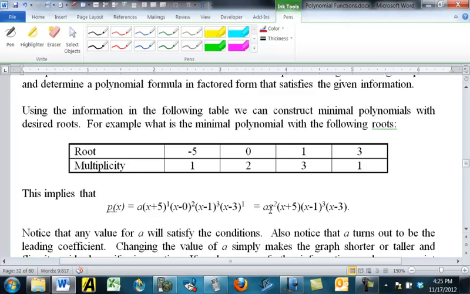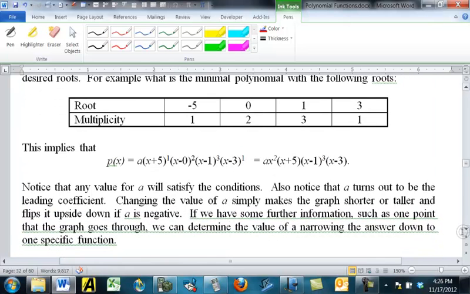Now, how could I know which one it is? Well, if I know one other piece of information, like the y-intercept, or any other point on the graph besides these that are on the x-axis, then I can plug in an x and y and solve for the missing a.